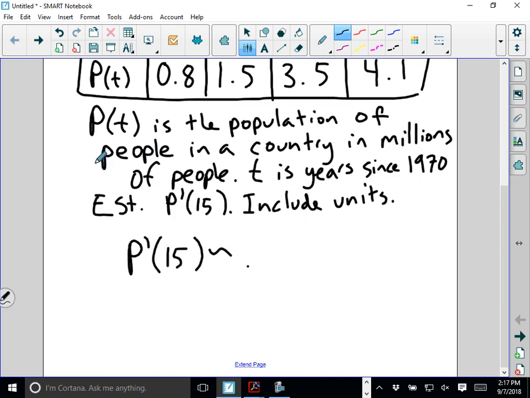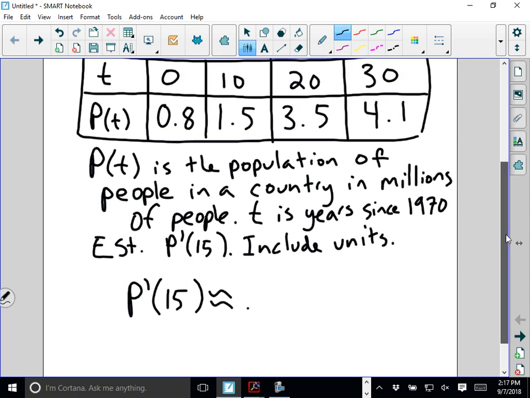So this is P prime of the t-value 15. 15 is not in our table if we scroll up and take a look here, but it's okay because we're estimating. We want to estimate P prime of 15. Well, that's simply going to be, we're going to look at the two points that surround it. We're going to look at P of 20 minus P of 10, the two y values there, over 20 minus 10.